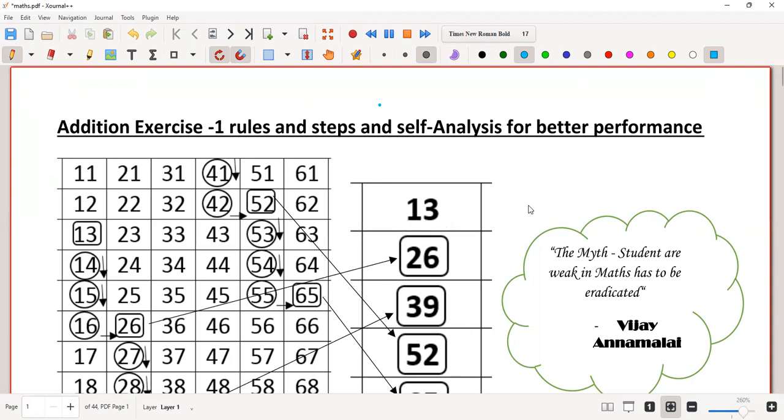See here, the rules. Actually, a lot of people say mathematics is difficult. It's a difficult subject. Because of mathematics, I don't want to pursue this. I don't know mathematics, so I don't want to do this. A lot of people used to say like this, right? But actually, it is a myth. The myth that students are weak in mathematics has to be eradicated. Myth is something which we don't have a concrete reason for, but we believe, oh, this is difficult for me. That's what we are going to change. All right.